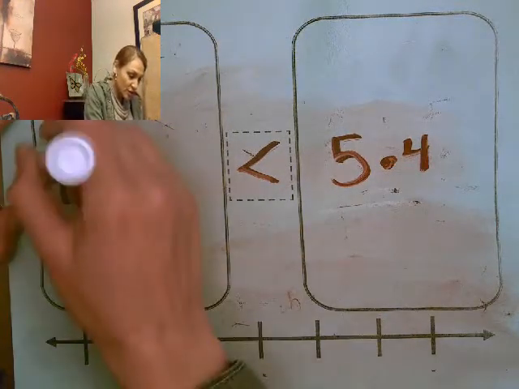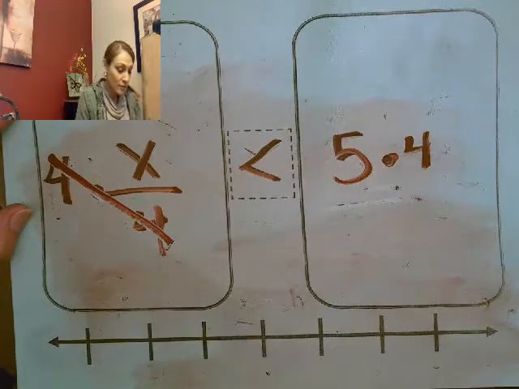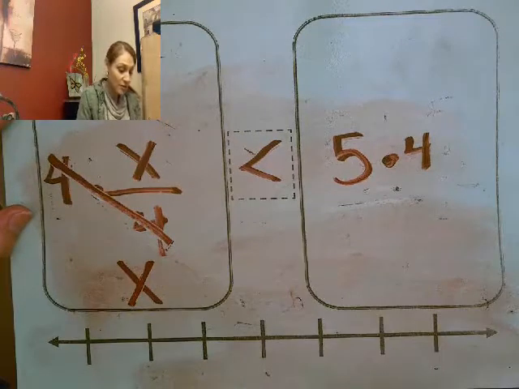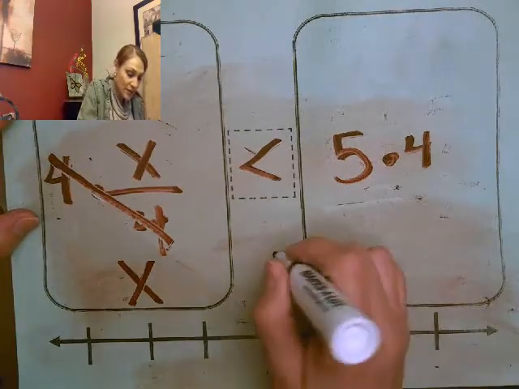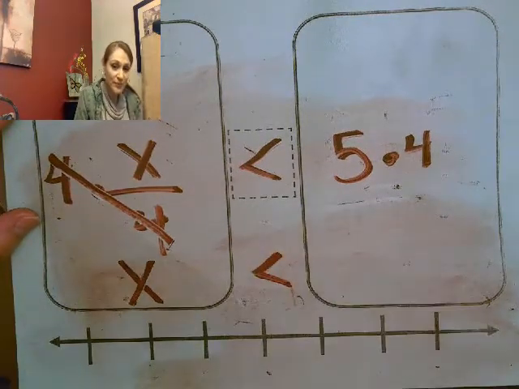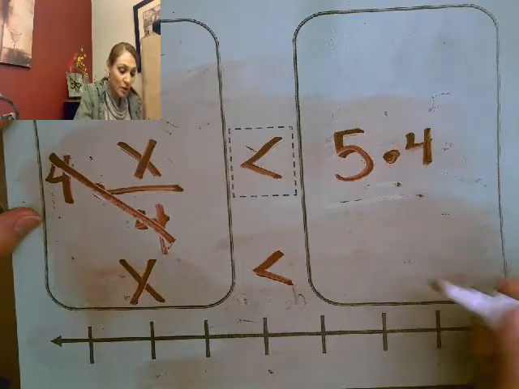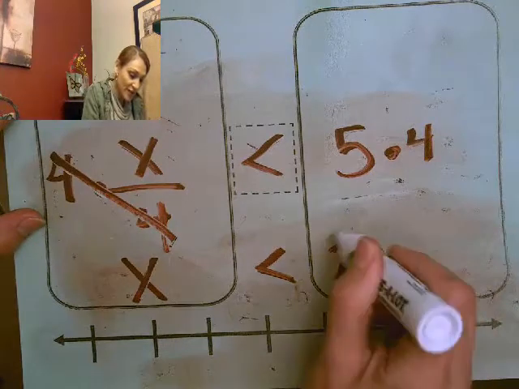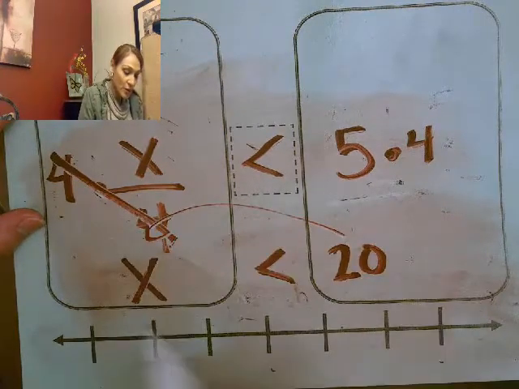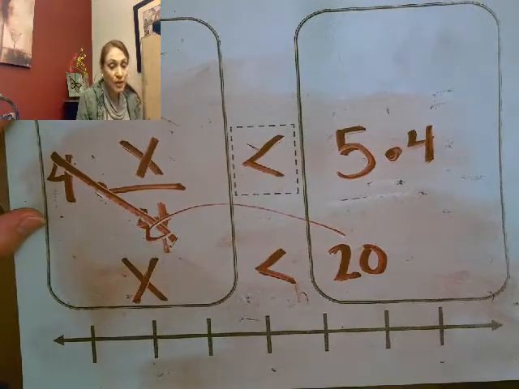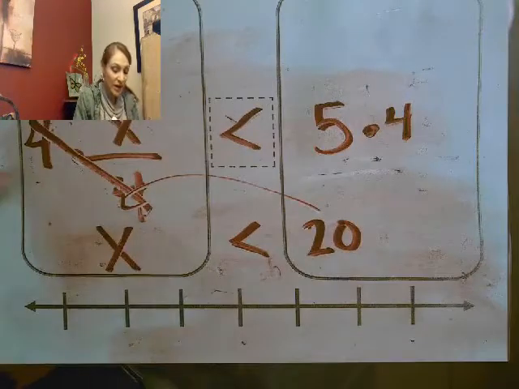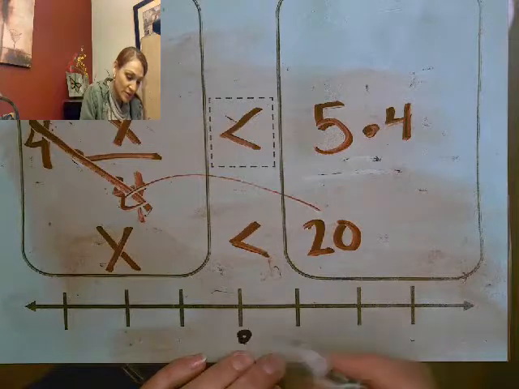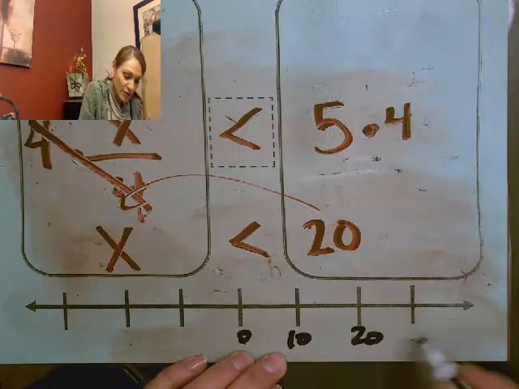Well, these two become 1. X is by itself because 1 times x. We solve for my x there. Bring down your inequality sign. And then 5 times 4, well, that's just 20. So again, if I plug in 20 here, is 20 less than 20? No, it's not. So I'm going to go ahead and let's say this is 0, 10, 20, 30.